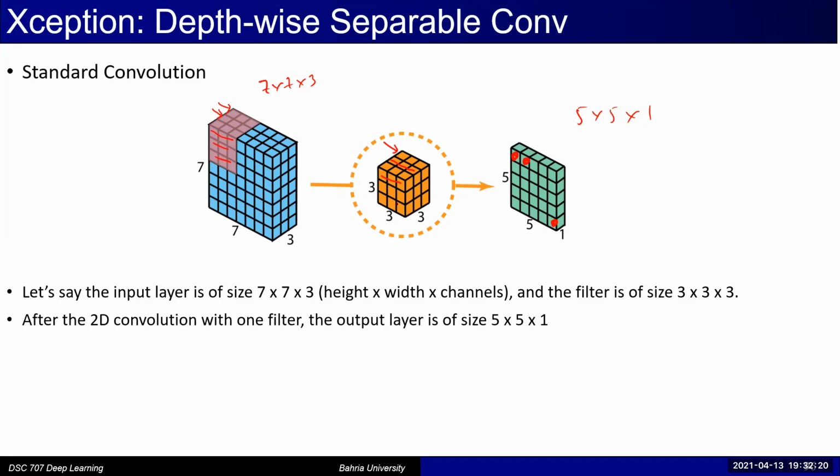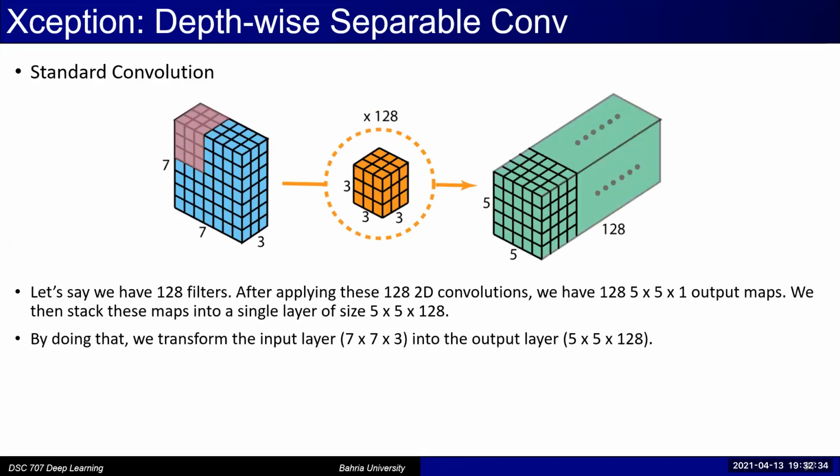Now, if instead of one such filter, suppose I have many such filters. If I have 10 filters, the depth of output would be 10. If I have 100 filters, the depth of the output would be 100, right? This we already know from our previous knowledge, that the depth of output is always equal to the number of filters, okay? So in this case, suppose I have 128 such filters, the depth of the output would be 128, right? So this is basically the standard convolution with which we are already familiar.